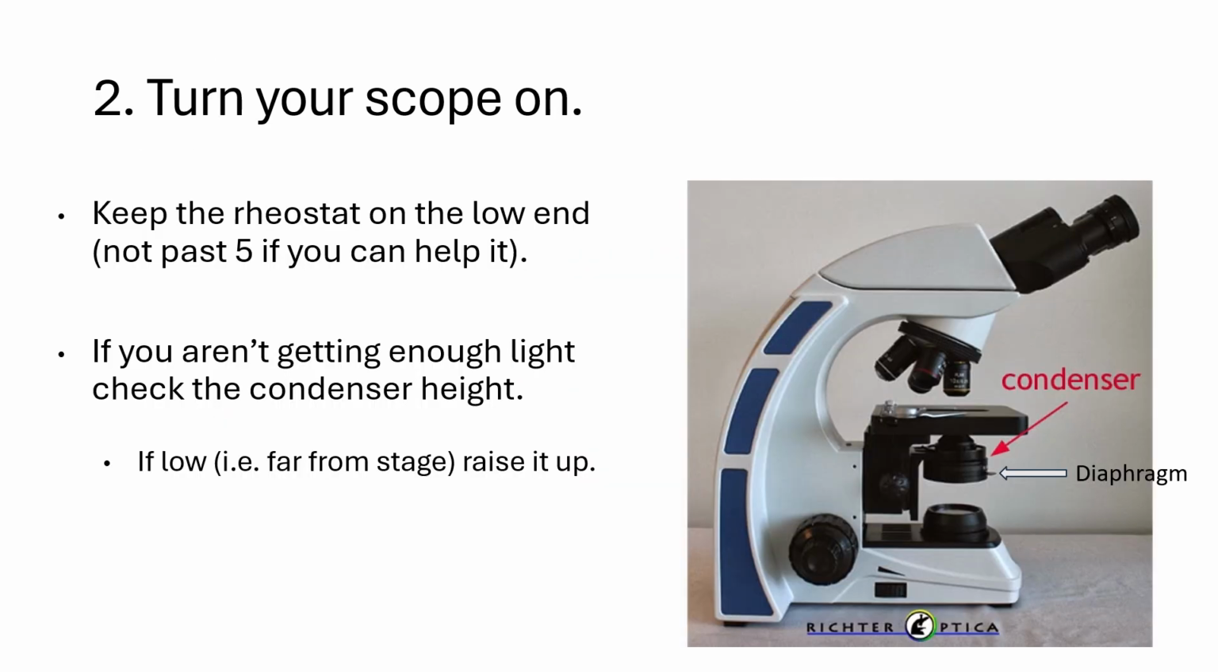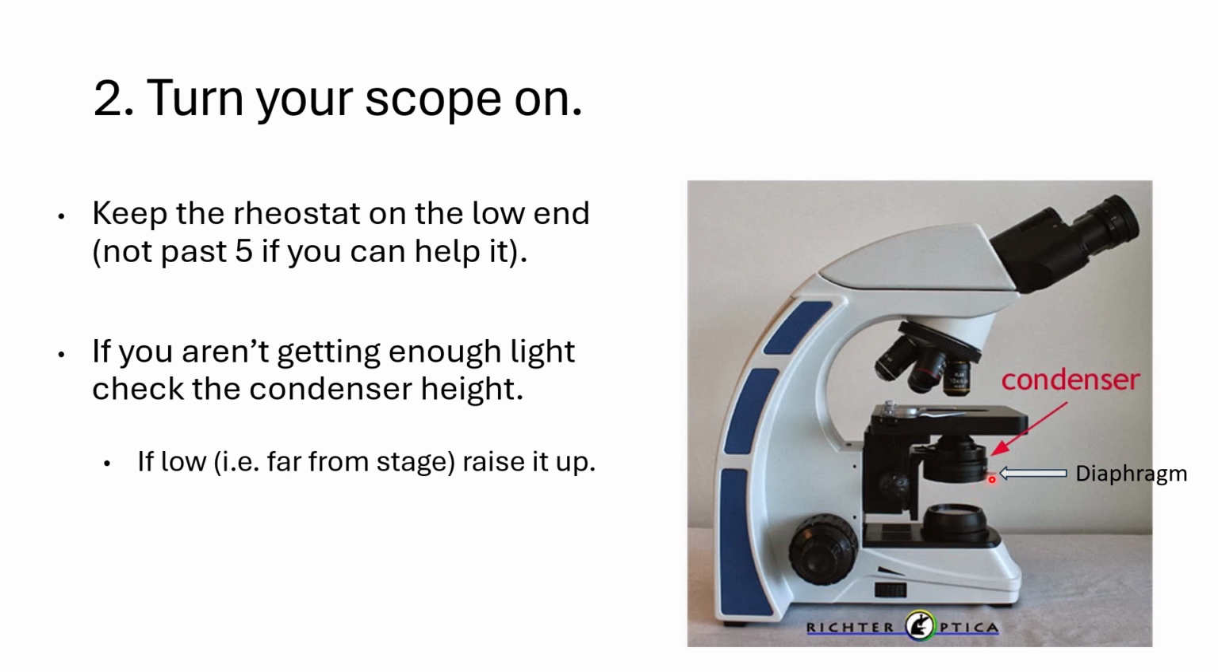If you haven't turned your scope on, you can do it. Typically, I have my scope on, but sometimes it's good to check. Again, as we talked about, you're going to turn your scope on and ensure that your rheostat is set to about 5. If you have to go to 6, that's okay, but what we do not want to see is having it go all the way up to 10. That blows the light bulbs out really, really fast, okay?